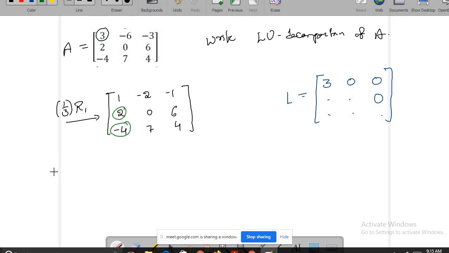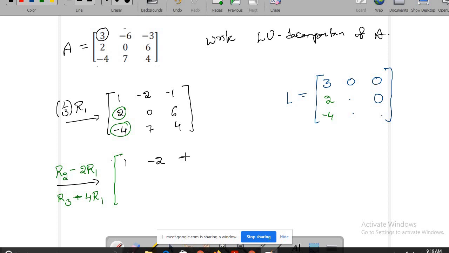To make them 0, I'll write R2 minus 2R1. When you do minus 2R1 here, then here you should write plus 2. The next thing, R3 plus 4R1. So this is 3, 1. Now I added 4 here, so I have to subtract 4 in the process.